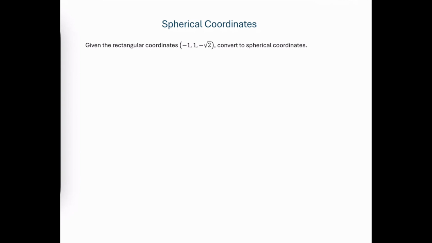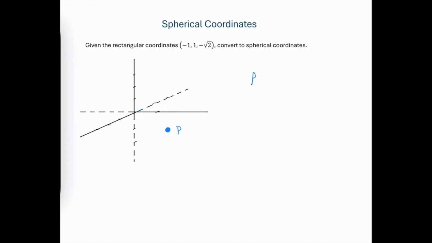Given the rectangular coordinates (-1, 1, -√2), we're going to convert this point into spherical coordinates. Let's look at a quick sketch of where this point is located. We're going to go -1 in the direction of x, 1 in the direction of y, and then -√2 in the direction of z to land somewhere down here. Let's go ahead and call that point P.